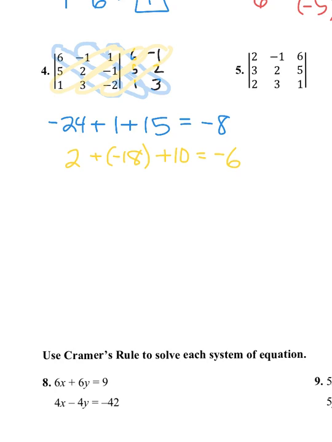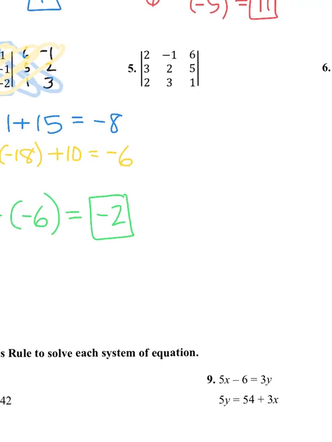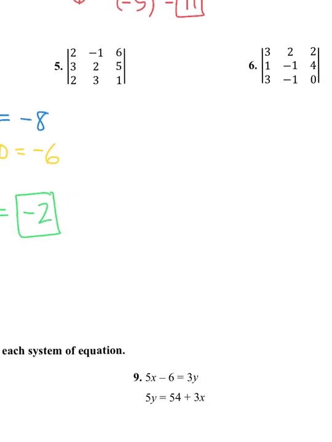So to get your final determinant, you're going to subtract those 2. You're going to take your first number, subtract it with the second number to get your final answer. And in this case, it is -2. All right, let me show you one more time, and then I'll have you try one on your own.